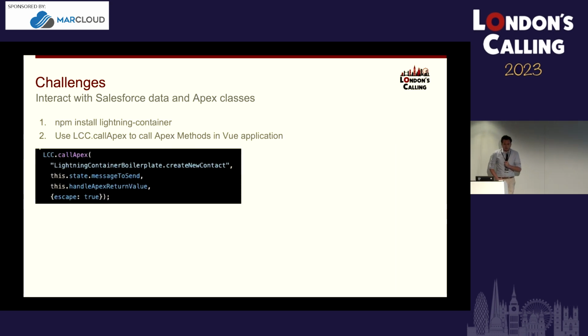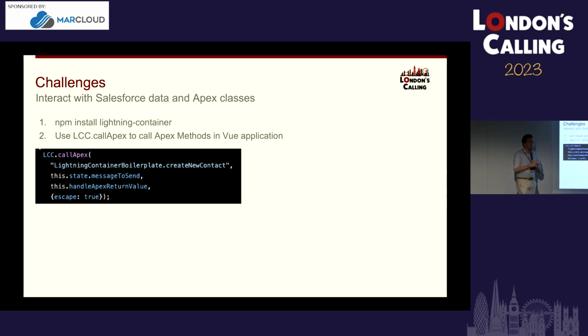And it basically goes like this. You go npm install lightning-container in your terminal, easy. And then you type LCC.callApex to call Apex. The syntax is class name dot method name, so you're probably familiar with that. You can pass some parameters as well, because it's basically just the Visualforce remoting that we've all been working with in the past.